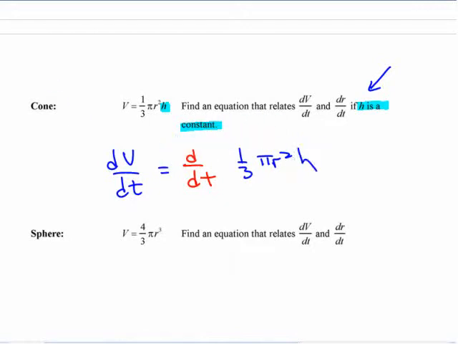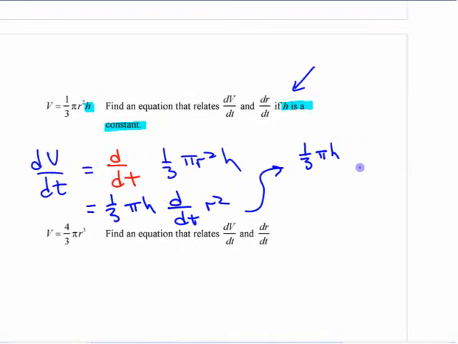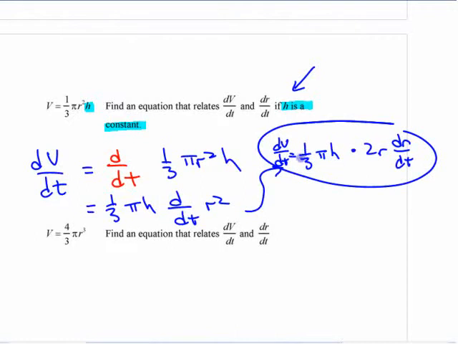You can just go straight to 1/3 πh and then the derivative of r squared, which is of course 2r times dr/dt. That's the rate of change of volume. So rate of change of volume, you have to think of water being poured into or out of something, sand filling up something, anything to do with volume.